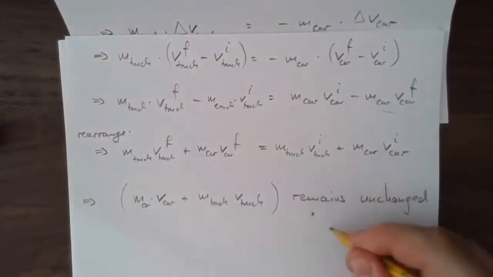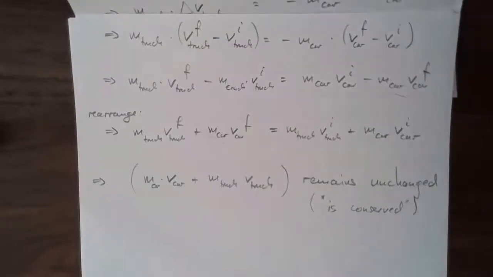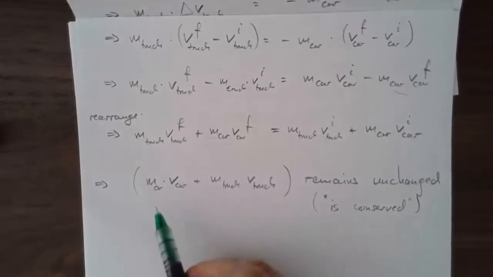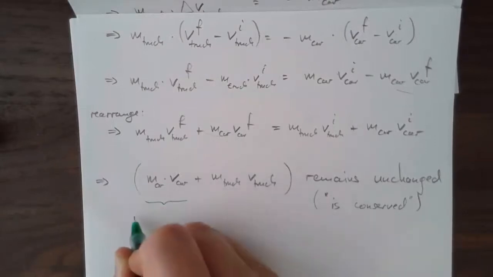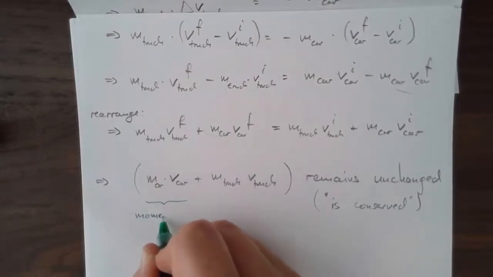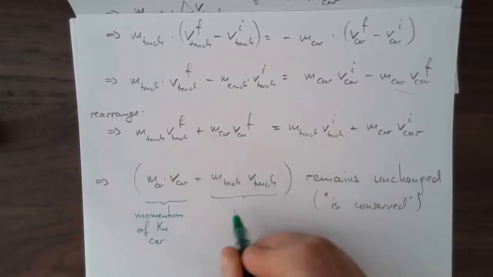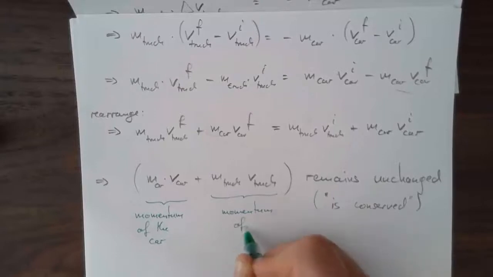We say it is conserved. Now, what is this thing that's conserved, this quantity? Well, we call this the total momentum of the system. And we specifically call m times v the momentum of an object. So this would be the momentum of the car, and this here would be the momentum of the truck.